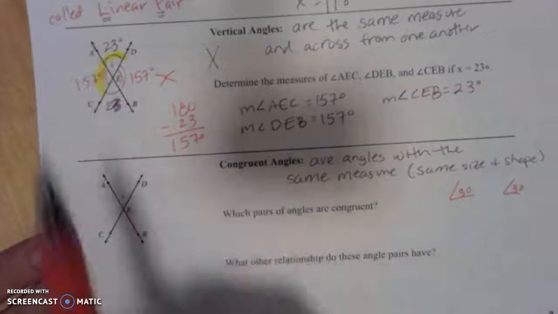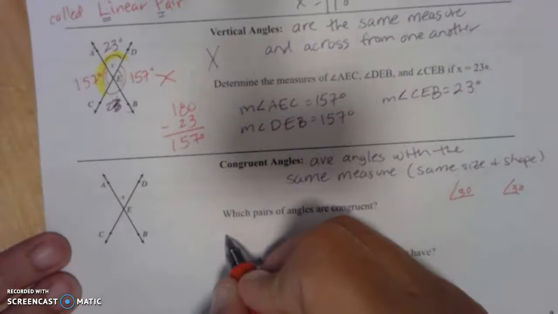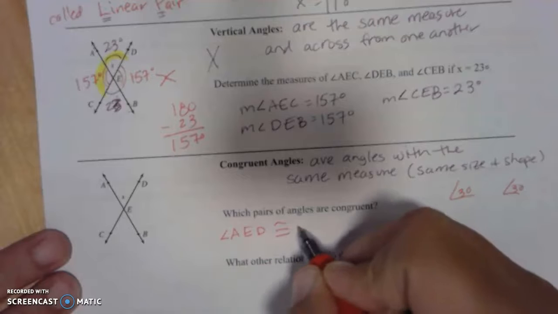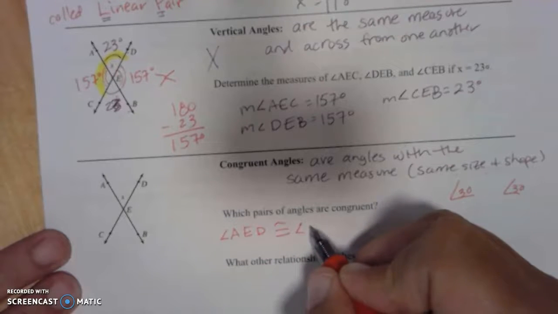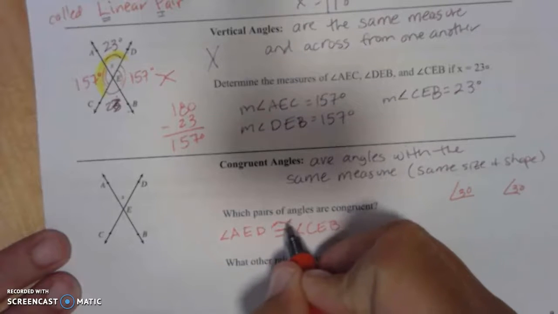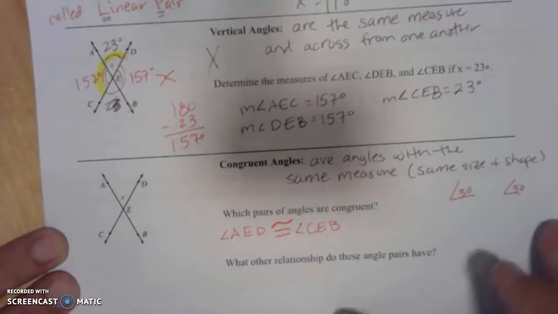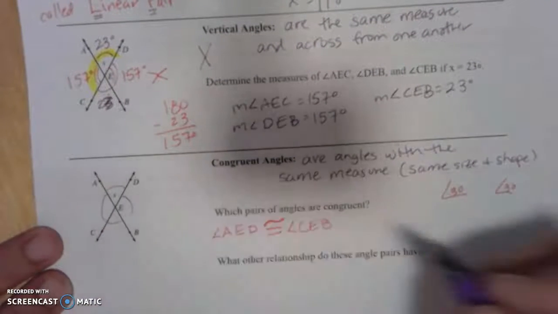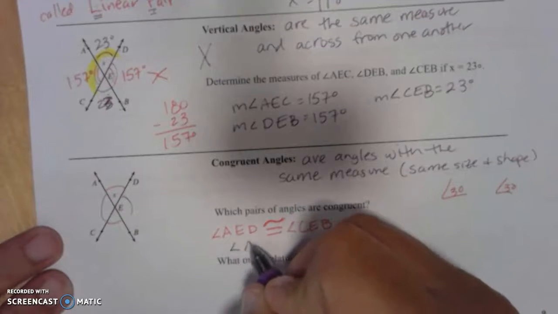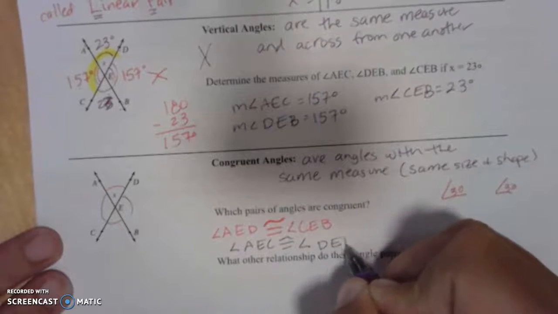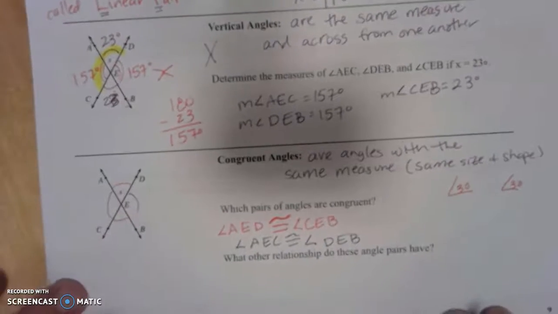Well, this is the same question as above. So we know that angle AED, this is the symbol for congruent, is congruent to angle CEB. So congruent is an equal sign with a little squiggly on top. Okay? And so we know that these two are congruent. I'll do this in a different color. And then these two are congruent. So then angle AEC is congruent to angle DEB. And what other relationships can we see?